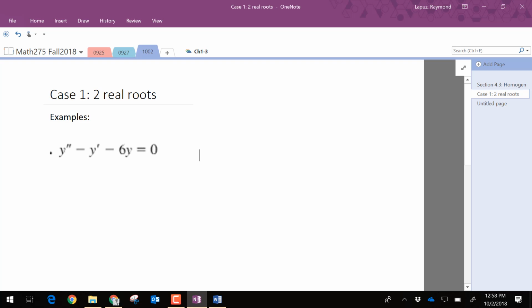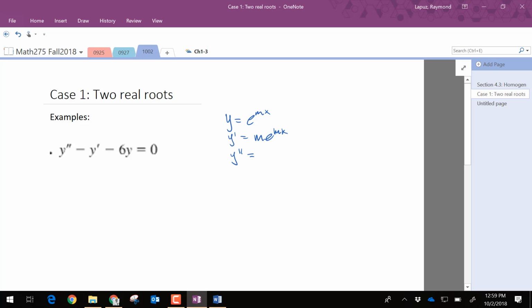So let's take a look at this. This is a case 1 example. And we're going to approach this by assuming that our solution is e to the mx. So assume that y is equal to e to the mx. And we saw, after a while, we can skip over a couple of these steps. But I think for a little while, you should write them out.